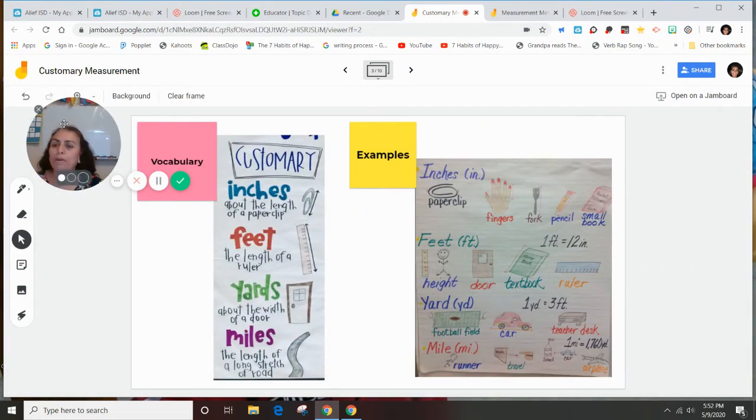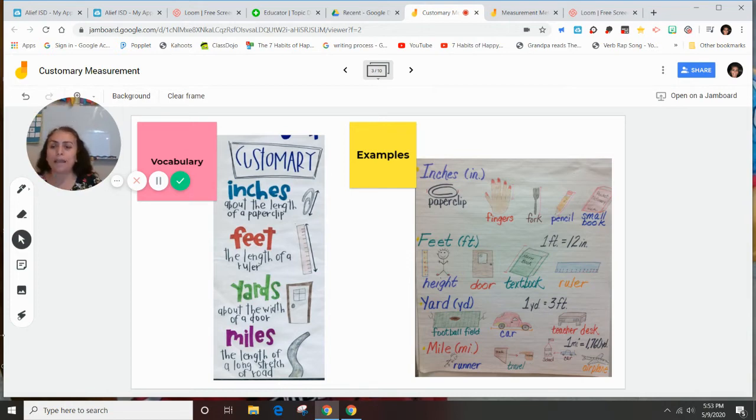Okay, for my vocabulary words that we're going to use in this unit, we're going to have inches, which is about the length of a paper clip, and that's what we use to measure smaller things. We talk about feet, which is the length of a ruler, yards, which is about the width of a door, right? And miles. And a mile is the length of a long stretch of road.